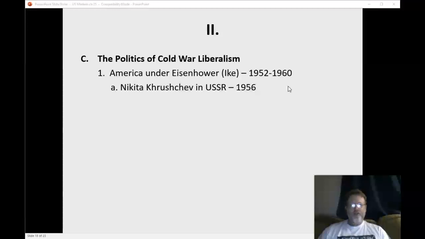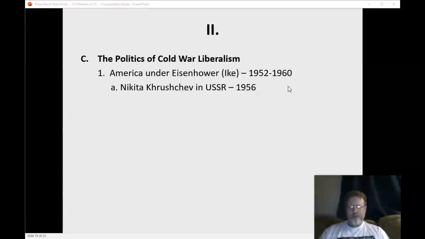Nikita Khrushchev takes over the Soviet Union in 56. Stalin was there at the end of the war. Stalin dies in 53. The Soviet Union goes through a 3-year civil war. It's ugly, it's brutal, it's messy. Finally, in 56, one man rises to power and eventually takes over the Soviet Party, which is a one party system. So when you take over the Soviet Party, you in essence have taken over the Soviet Union.